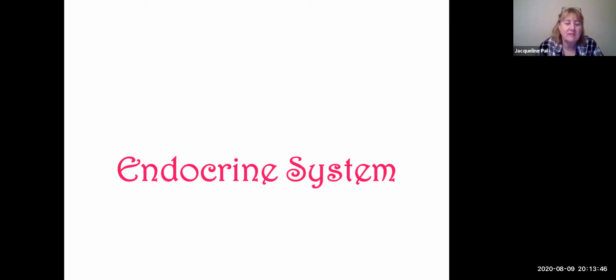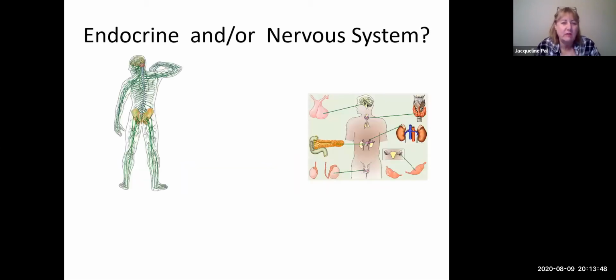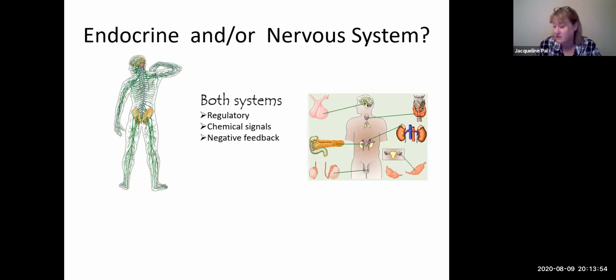And so the endocrine system is very much related to the nervous system, and yet it's quite distinct from it. Both systems are regulatory. In other words, these are the two systems which are keeping us in that bliss known as homeostasis. They both are going to work through chemical signals, and they both work through that process of negative feedback. So you've already learned a lot about the nervous system. So let's talk about what is different between the two.